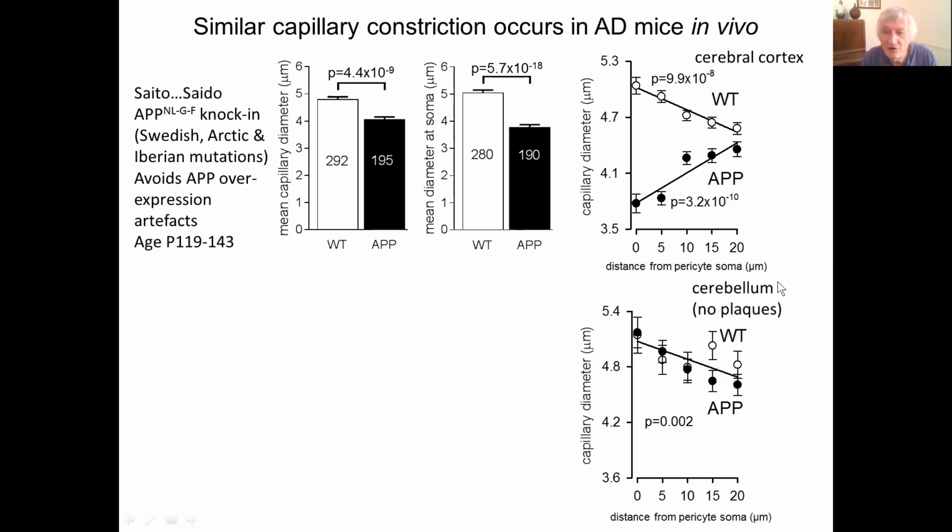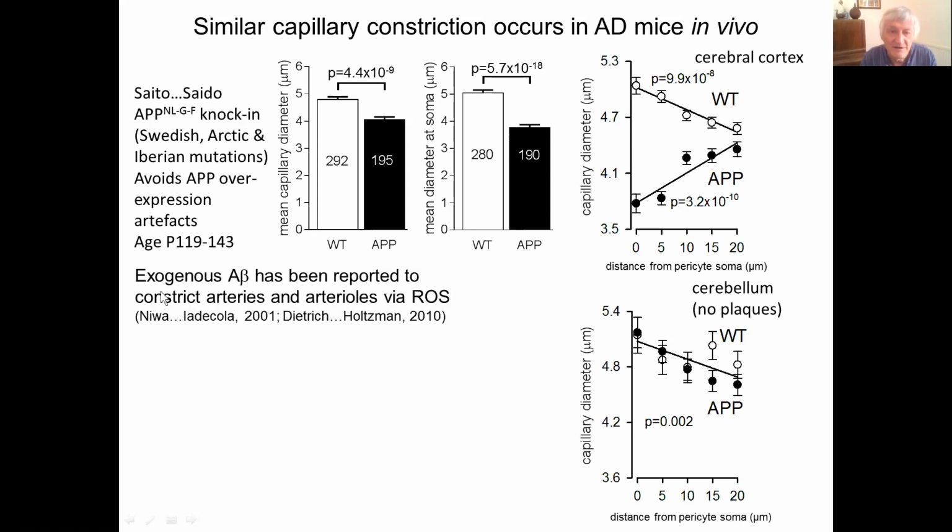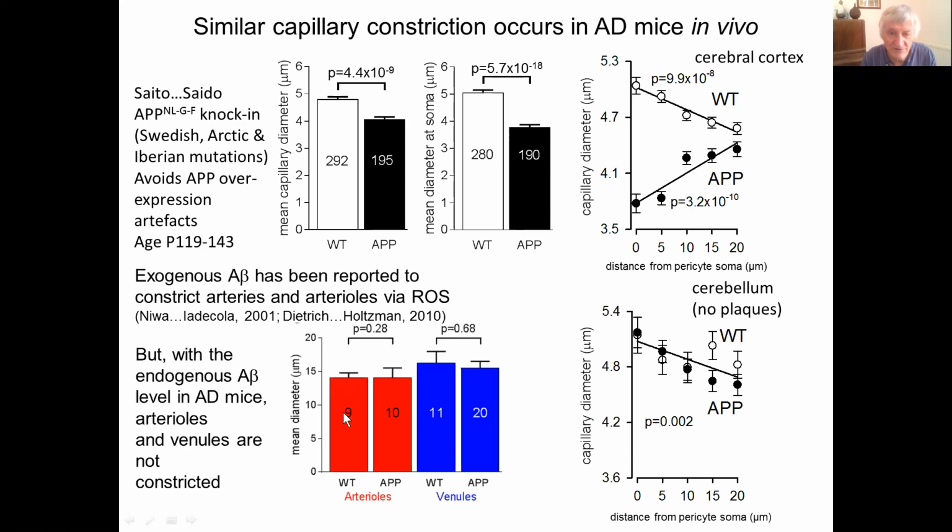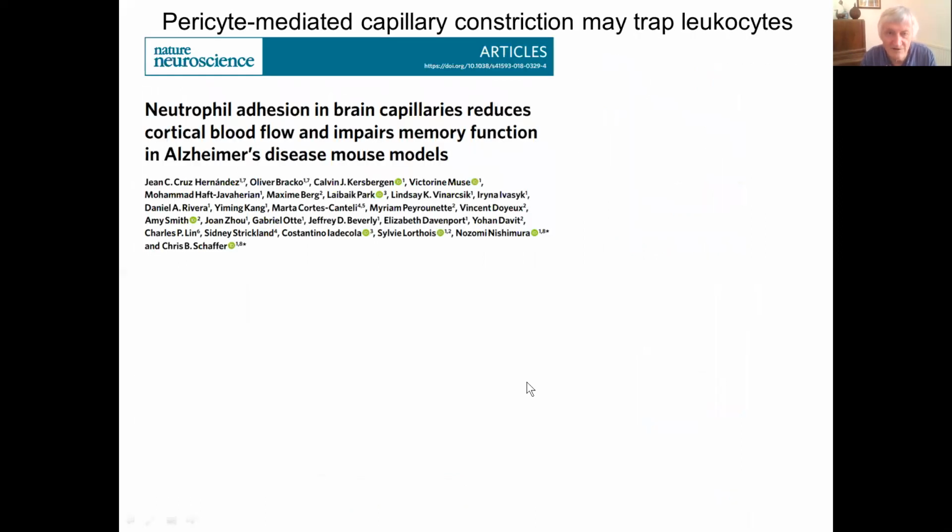In the mouse, you can look in the cerebellum, which doesn't have amyloid beta plaques, and there you see there's no constriction at the soma. So there's a tie-in with A-beta there. And in addition, exogenous A-beta has been reported to constrict arterioles, but at the levels of endogenous A-beta produced in the mice, there is no constriction produced. So it's not being produced by arterioles constricting in the mice, and perhaps not in the humans.